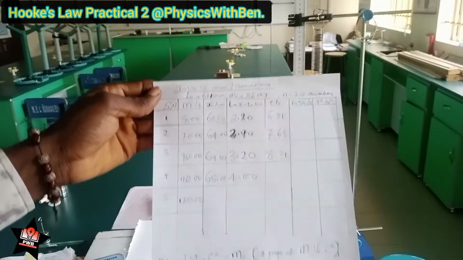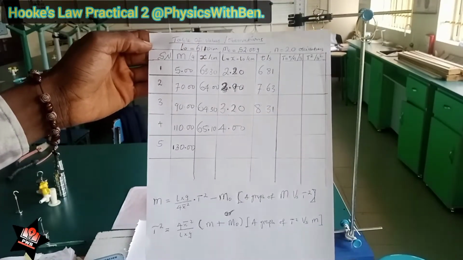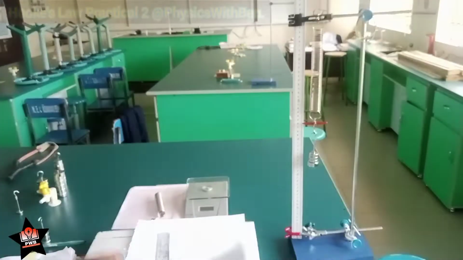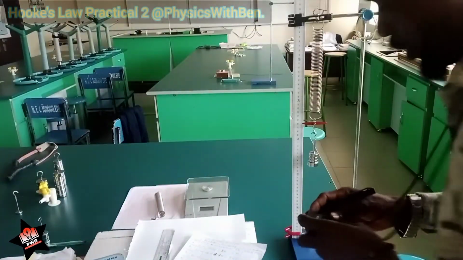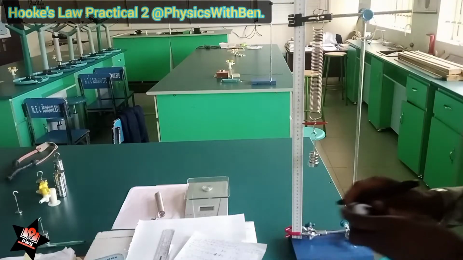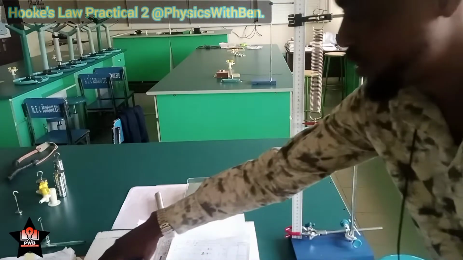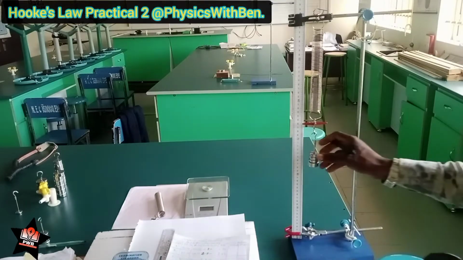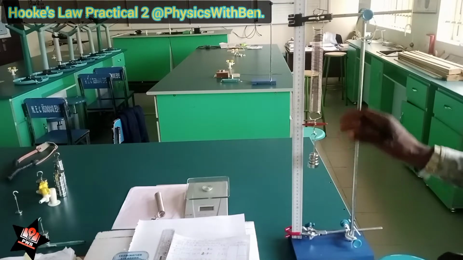I hope you are recording this with your book as you're watching. Good. So the next thing is to oscillate this thing for 20 complete oscillations again. Let's go. You observe that it is getting slower now.